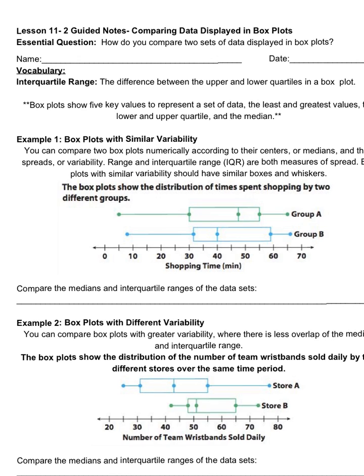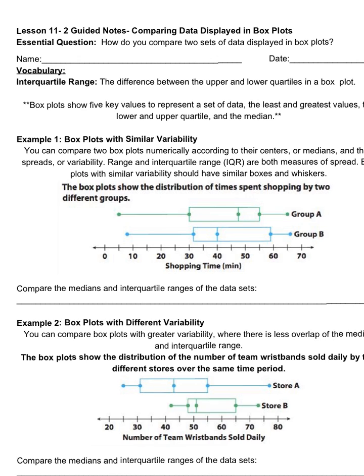In a box plot, not all the values are shown, so box plots really only show you 5 key values, and those are the least and greatest values, or the minimum and the maximum, and the upper and lower quartiles, as well as the median. And as we reviewed in class, the lower quartile is the median of the lower half of the data, where the upper quartile is the median of the upper half of the data. And the median is the median of the whole set of data.